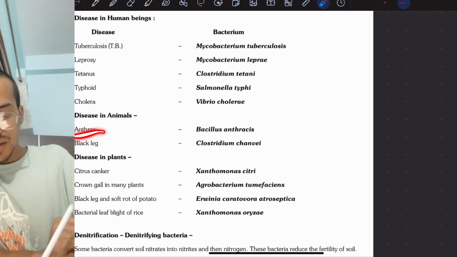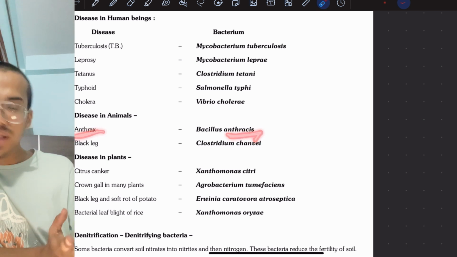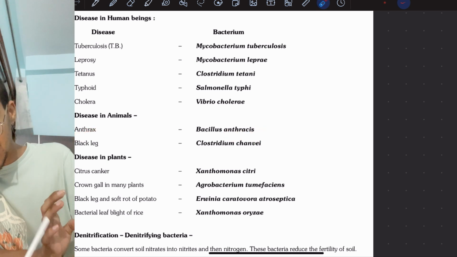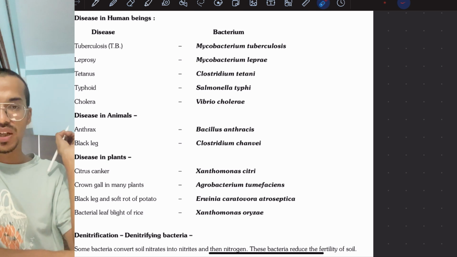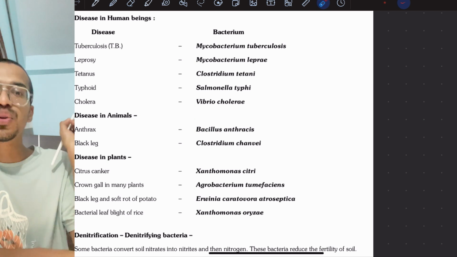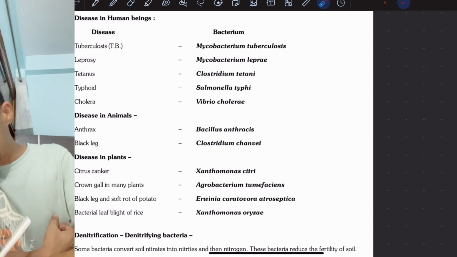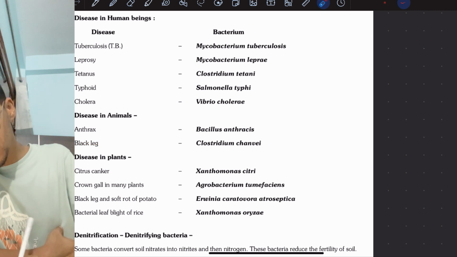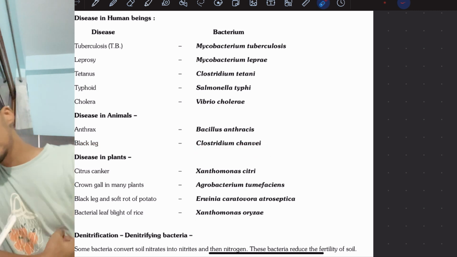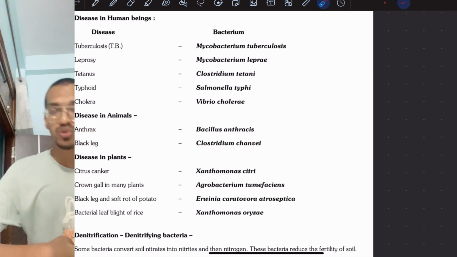Anthrax is caused by Bacillus anthracis. Easy to remember, the same name is coming. Only Bacillus anthracis you have to remember. Then black leg happens in animals, that is Clostridium chauvoei. If you don't remember this, that is also fine, but anthrax is very important.